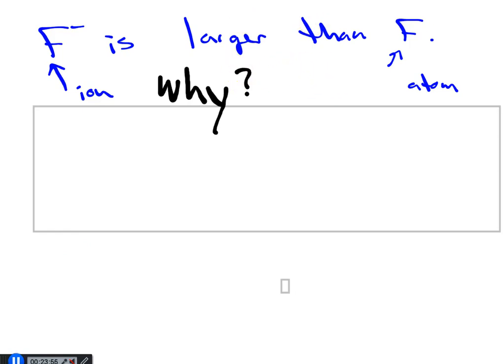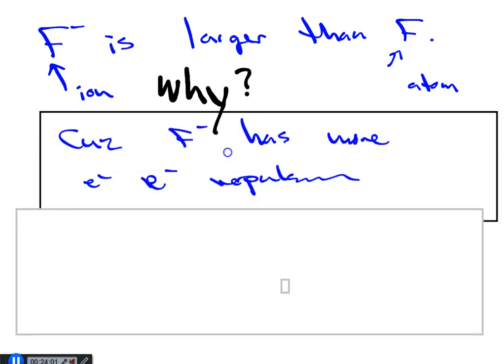Kept the protons the same, which I did because it's still fluorine, right? But I have added an electron. The electron-electron repulsion has increased.